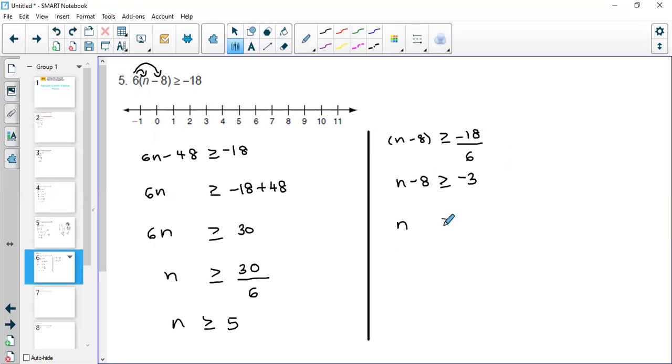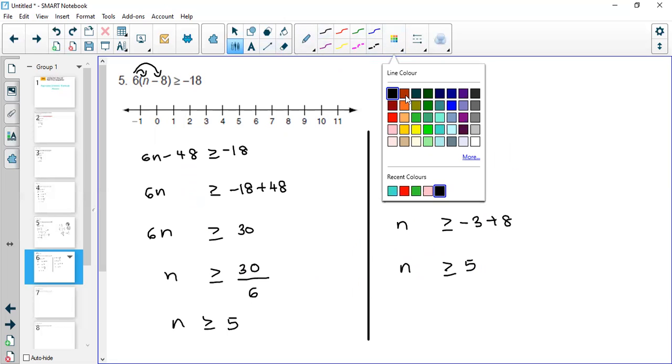So that becomes n is greater than negative 3 plus 8, which means n is greater than or equal to 5. Whether you choose the distributive method or the direct division method, both answers are the same. So it's totally up to you how you want to do it.